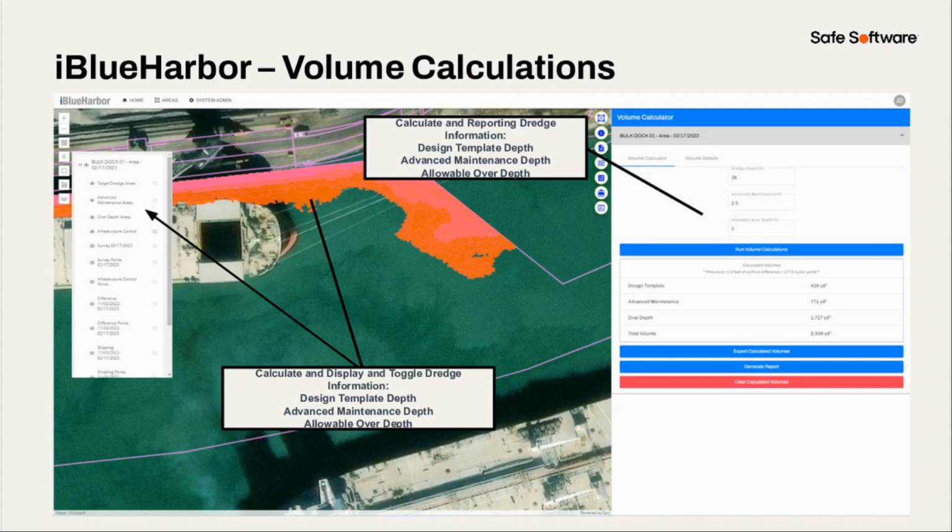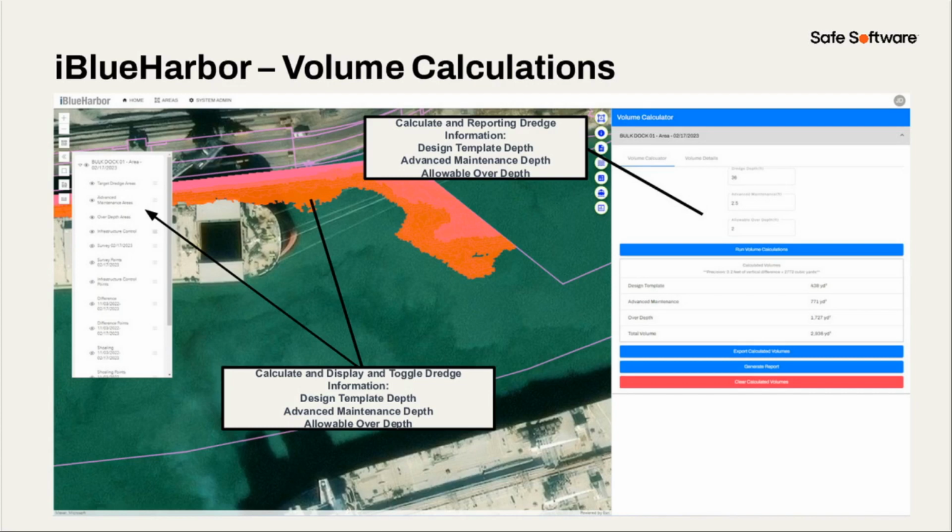And when you run it, it'll calculate the volumes on those depths, and it'll give you the yardage, split out by the design, advanced, and over depth, and it gives you a total. Not only does it give you those totals, it'll highlight these areas individually. So not only do you get the volumes to see what it would take to get to those depths, you can see where they're at, just to see where problem areas are at.